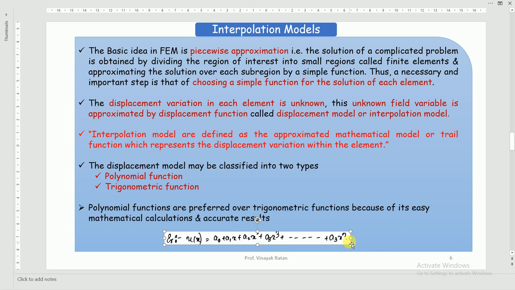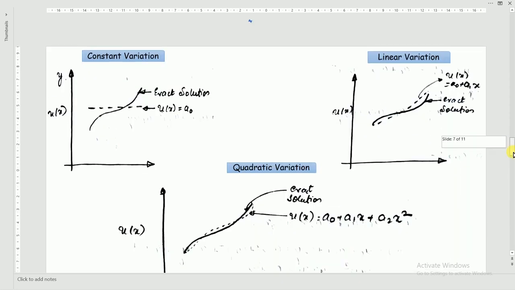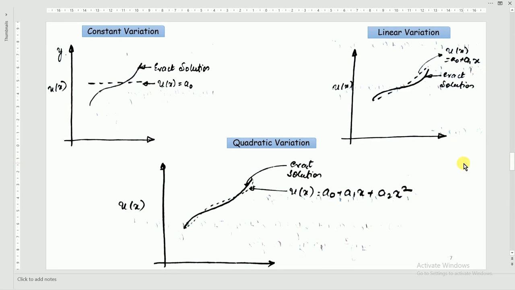Let me move to the next slide. Now you have a plot showing the exact solution and the approximate solution. When you assume your polynomial function as a constant term, only one term, u of x equal to a naught, this is your approximate solution, which is represented by the dotted line. The one represented by the continuous line is your exact solution.